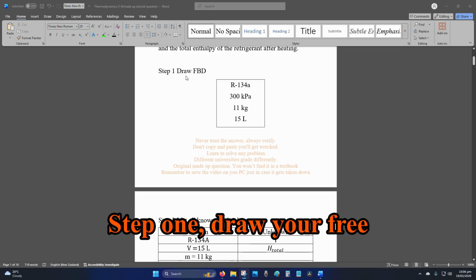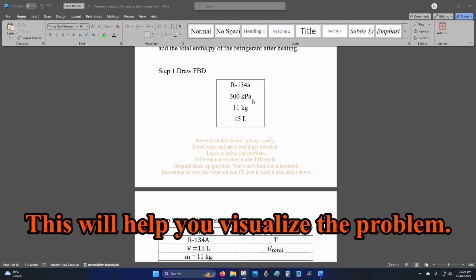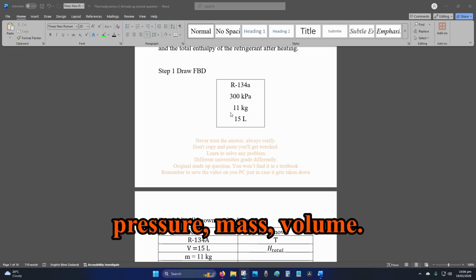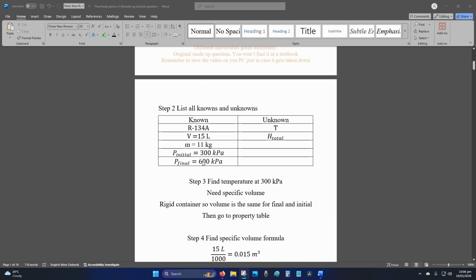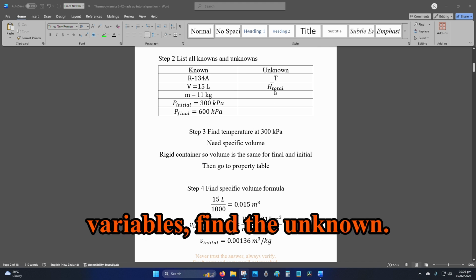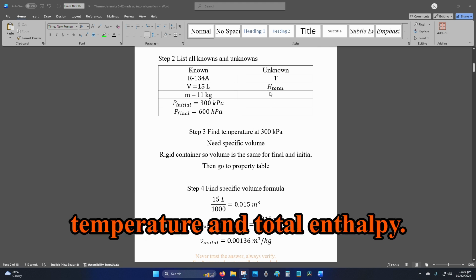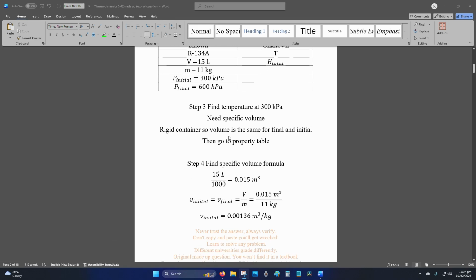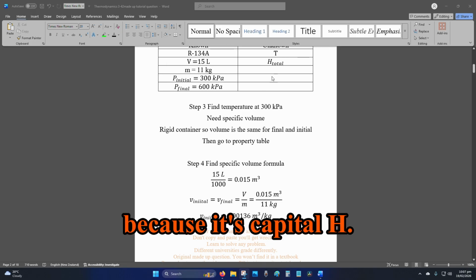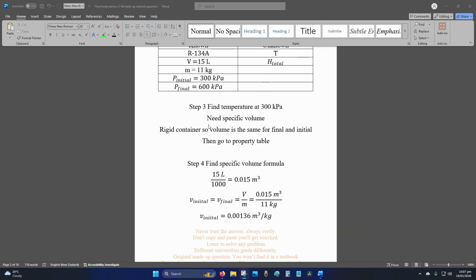Step 1, draw your free body diagram, your FBD. This will help you visualize the problem. Rigid tank, refrigerant, initial pressure, mass, volume. Step 2, list all the given variables, find the unknown. So we want to find temperature and total enthalpy. Note that it's not specific enthalpy because it's capital H.